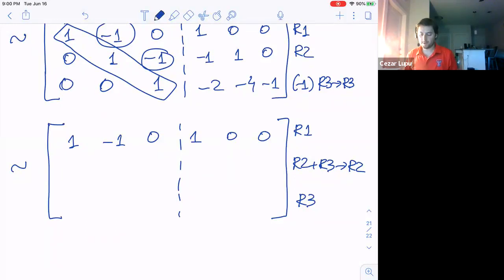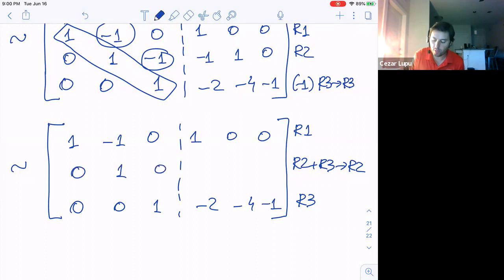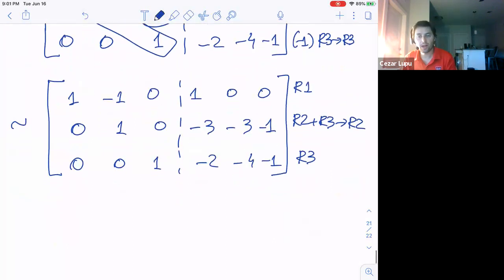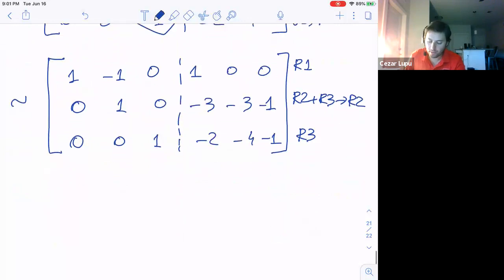So let's copy. This will be 0, 0, 1, -2, -4, -1. And now, the second row will be what? 0, 1, 0, right? And here we'll have -3, -3, and -1, sorry. And now, just like Mariah says, we're going to do a last operation.